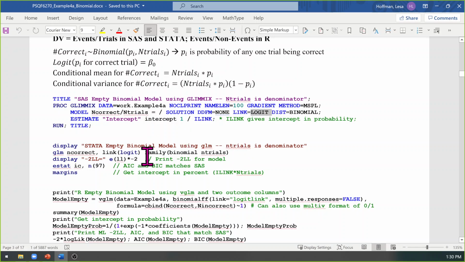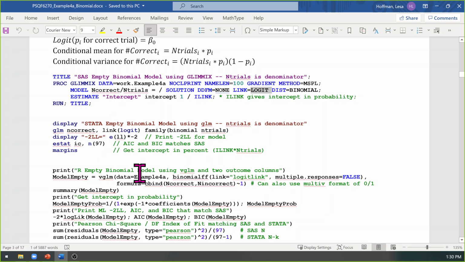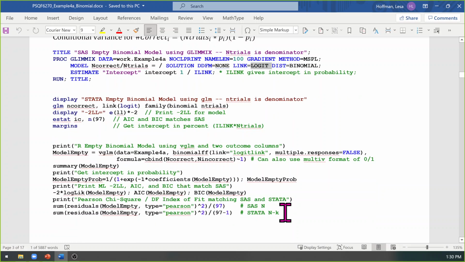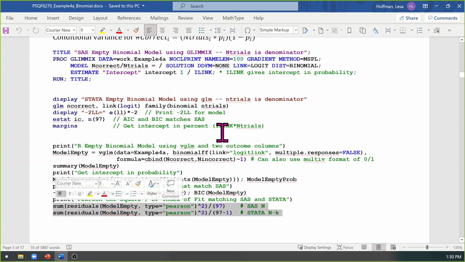And this is an empty model, and so there are no predictors to worry about. And I am creating the Pearson chi-square over degrees of freedom residuals in R that are not directly provided, with the same caveat with respect to what the denominator is. In SAS, it's the sample size, which is 97 individuals. And in Stata, it's the sample size minus the number of fixed effects, which is only 1 here for just the intercept. Everything else I think you've seen at least once or twice before. So any questions on the setup for the code?